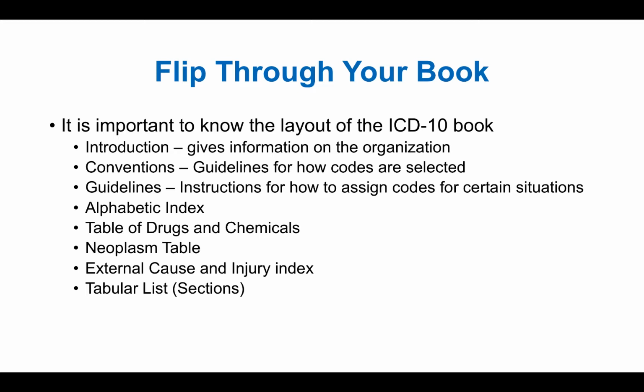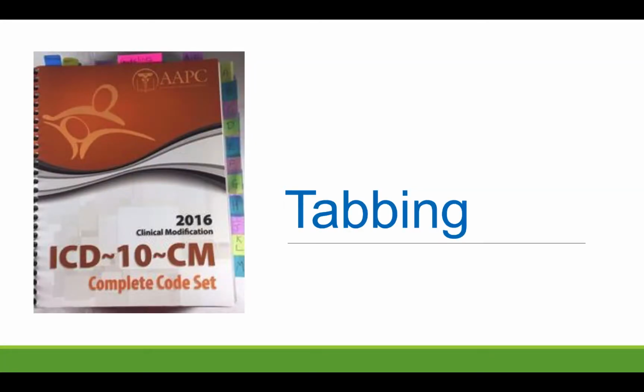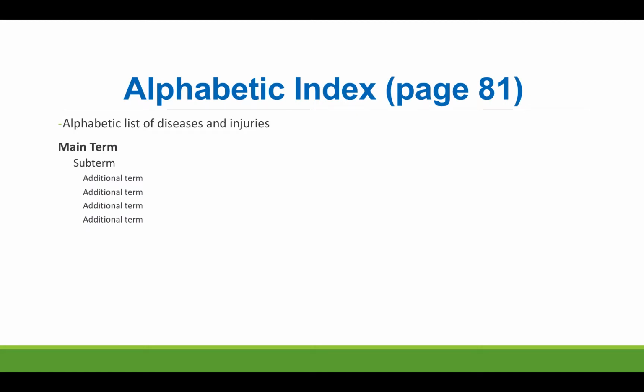Your table of drugs and chemicals, the Neoplasm table, external cause and injury index, and your tabular list. The sections, the colored sections. We'll go into detail on all of these areas. First, though, you need to tab your book. It's important to tab your book. This is a very big book, and you need to be able to get to your conventions, your chapters very quickly. And let's get started.